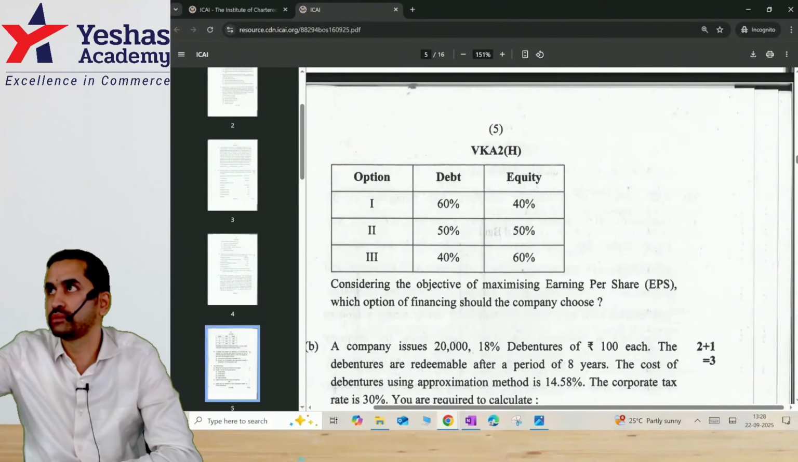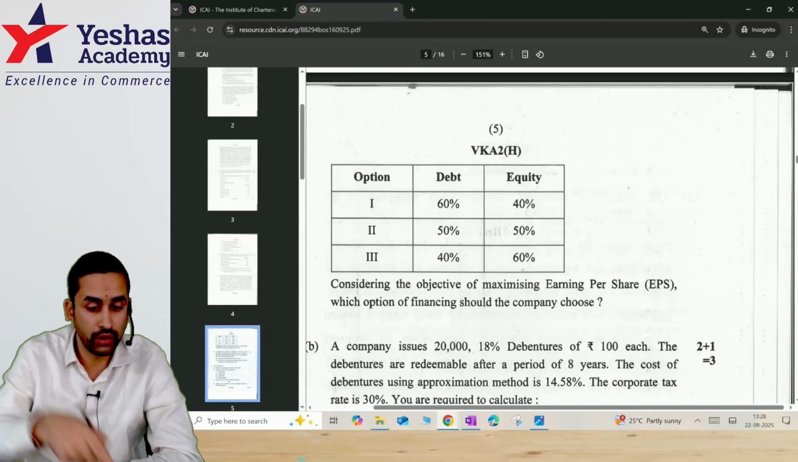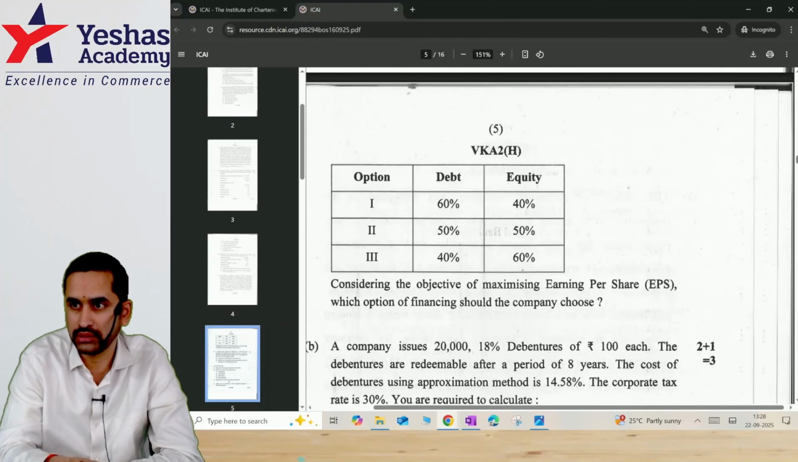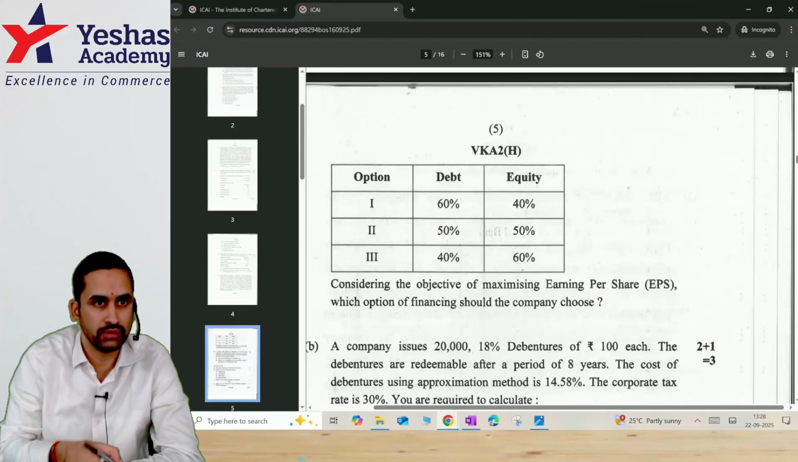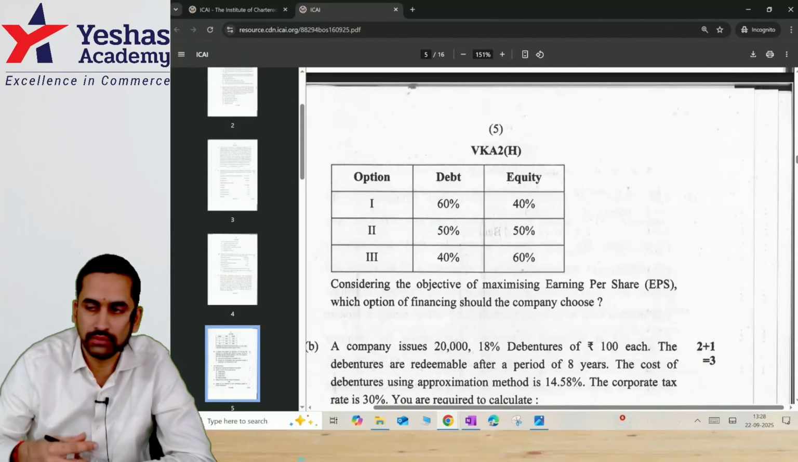Don't try to fill box by box this way. Lot of confusion is possible. You know there are too many numbers. Take one option, do till EPS. Once you know the flow, second, third becomes easy.